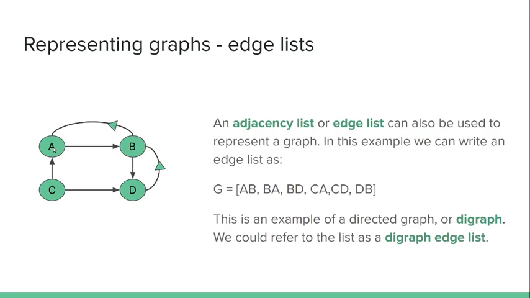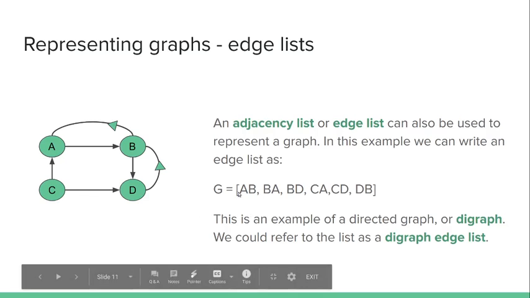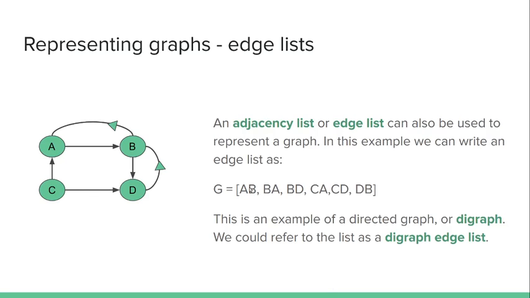So in this graph, we have a path from A to B, we have a path from B to A, and from B to D. We also have a path from C to A and C to D, and we have a path from D to B. So we represent each one of those edges. We can count the edges, 1, 2, 3, 4, 5, 6, and we should have the same number of elements in our list, 1, 2, 3, 4, 5, 6. So that's a way that we can check to make sure that we got all of the edges.